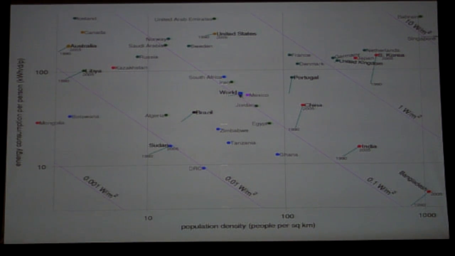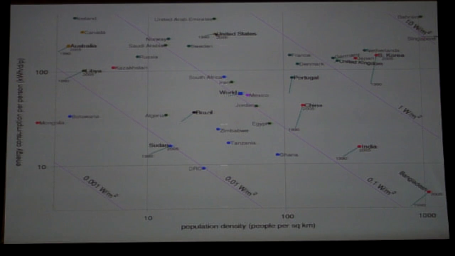So that's the world average power consumption. Over here is the 1 watt per square metre line, and Britain's a little bit beyond that, consuming 1.25 watts per square metre. America's roughly halfway on a logarithmic scale, so it's consuming about 0.3 watts per square metre.